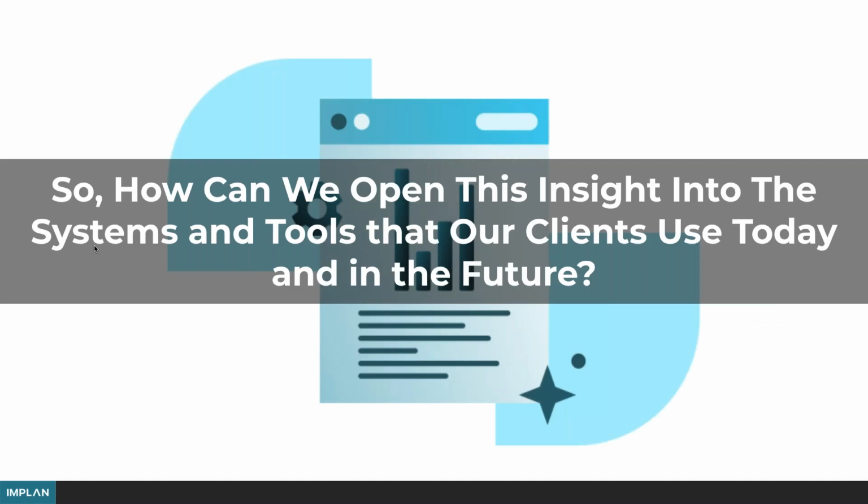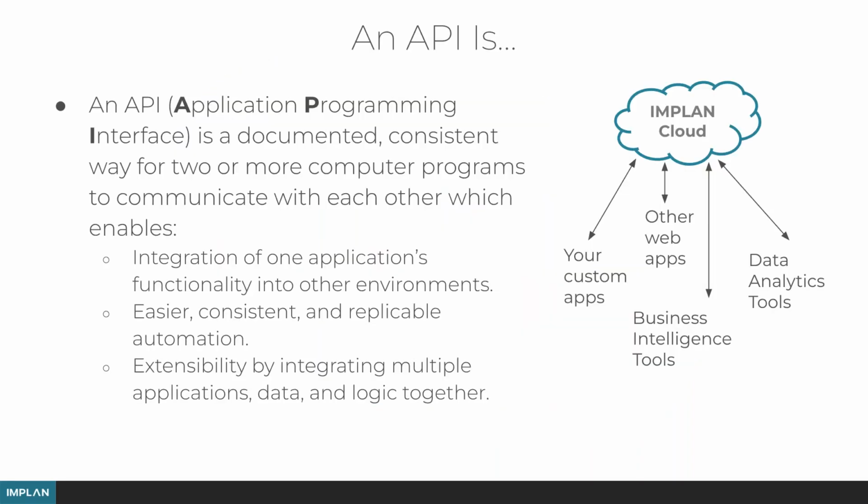So APIs really provide this conduit where we can open up the IMPLAN Cloud to support all of these additional use cases. If we back up and take it up a level, an API is an application programming interface. So it's basically a consistent way for more computer programs to communicate with each other. And this enables integration of one application into other environments, easier, consistent, and replicable automation programmatically, and extensibility by integrating all of these applications, data sets, and logic all together.